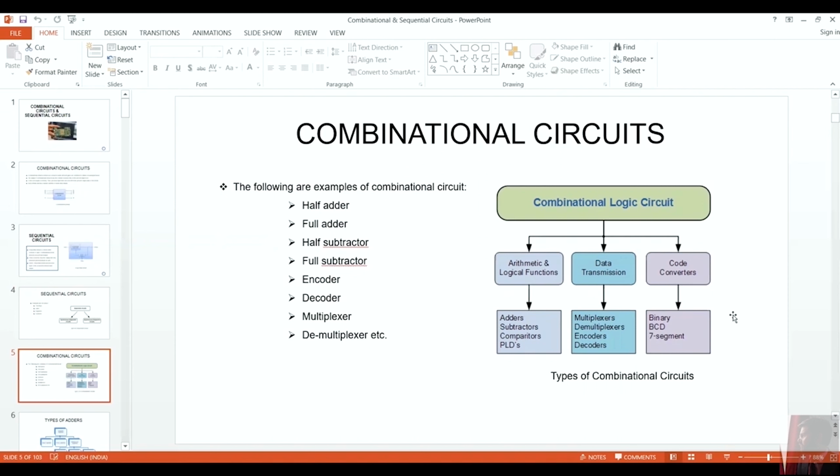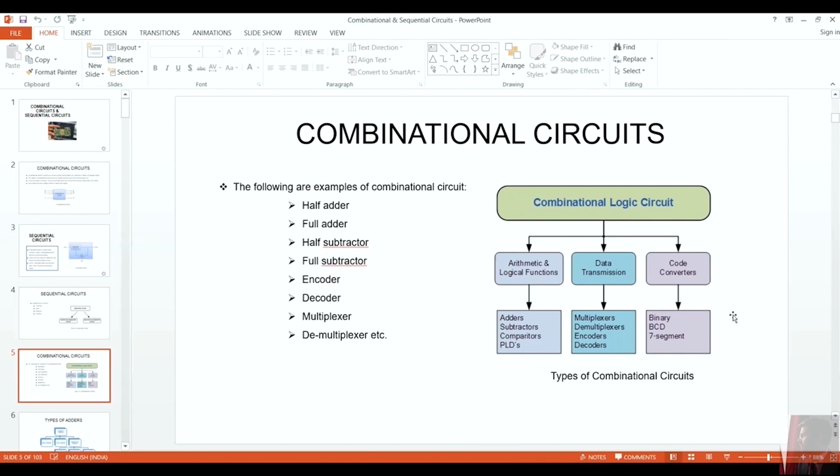Now, combinational logic circuit, as you know very well, we are having arithmetic and logical functions. We are dealing with data transmission and we are dealing with code converters. See, when I'm talking about arithmetic and logical functions, I'm talking about ALU, which can be your array, which can be your comparators, which can be your subtractors, which can be your adders. Similarly, for data transmissions, we talk about multiplexer and encoder, decoder. We will discuss in a later part of the video. And we also deal with code converters.